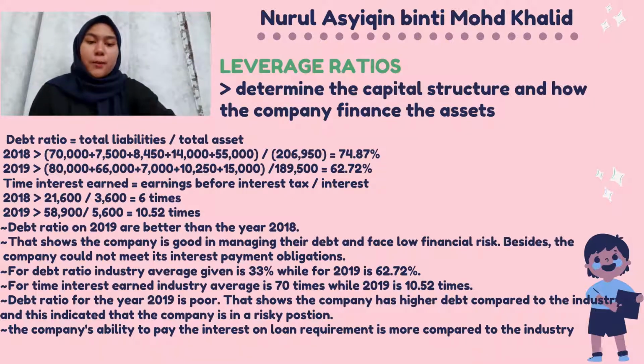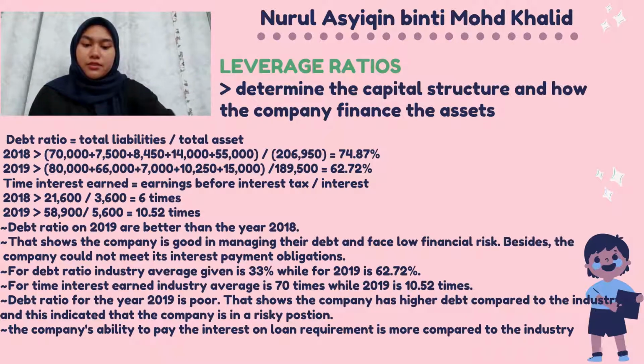Secondly, the comparison between the year 2019 and the industry average. For the debt ratio, the industry average given is 33%, while for 2019 it is 62.72%. For times interest earned, the industry average is 7 times, while 2019 is 10.52 times.